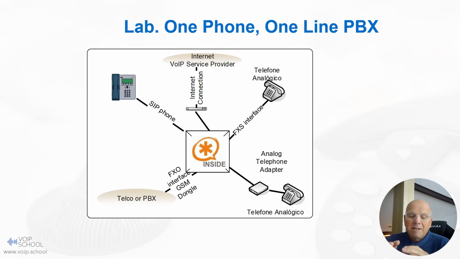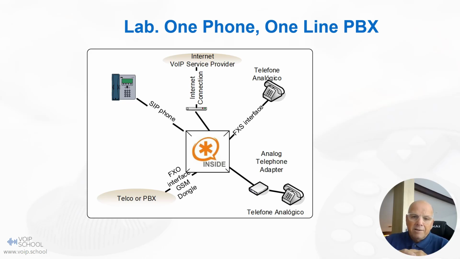You can build a lab easily in your house or in your company. You need to have a PC with Asterisk installed, right? And then you can connect this PC to the public network in several ways. One way is to connect to an analog line, the one you have in a wall jack. There you can use an FXO card and connect if you want.